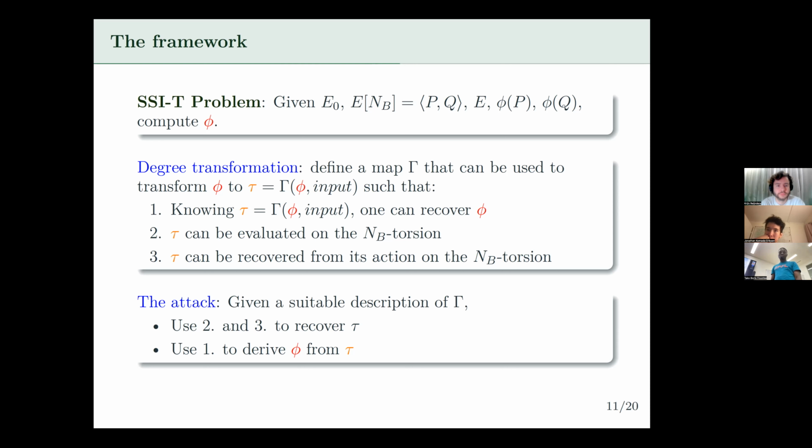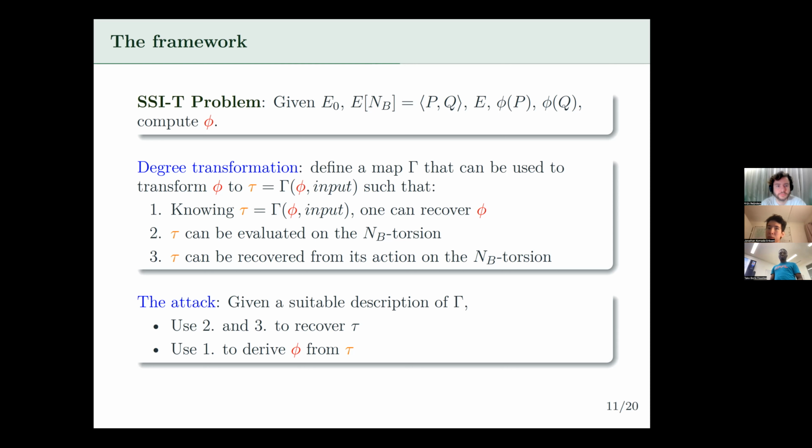which has degree, usually not NB, but in the best case it should be NB, because you know the action of your phi on the NB torsion. So you would like to have an isogeny that you can evaluate on the NB torsion. So in the best case, the degree of tau should be NB. But we will see that even when it is NB squared or NB squared times some small integer, you can still get away with it.